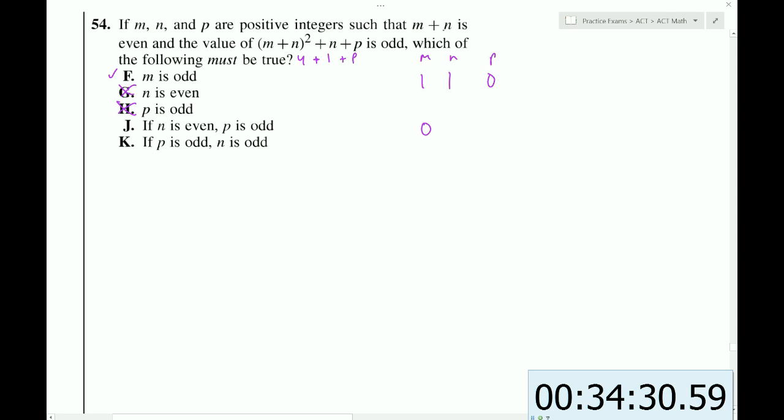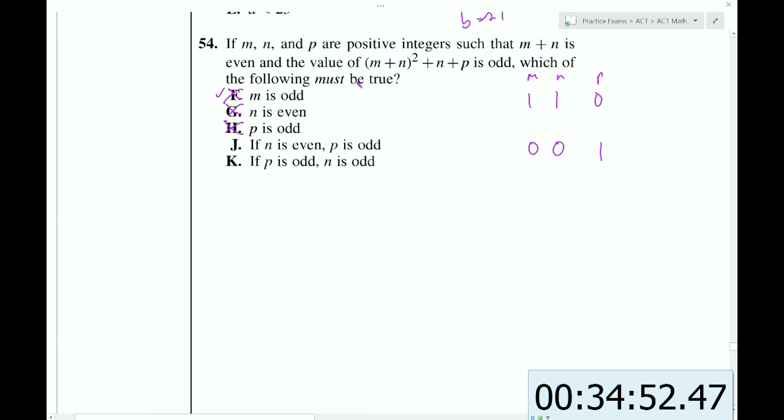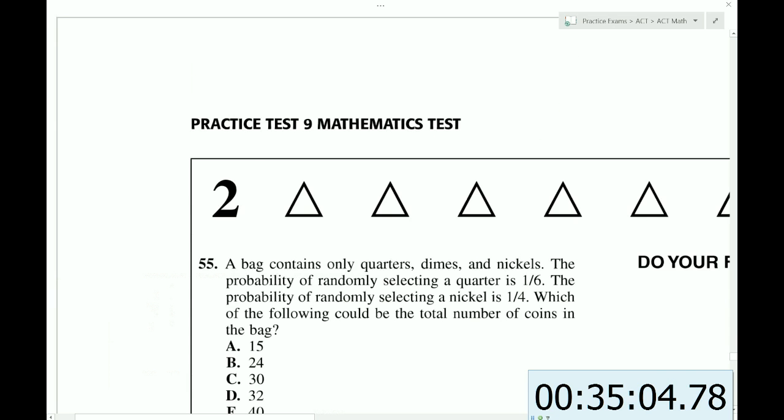Let's start with a 0 and a 0. That adds up to even. And the value of this, okay. So here, 0 plus 0 squared is still 0. Plus 0 plus p is odd. So this time p would have to equal 1. Right? So now, let's see what I have to check now. M is odd. No, not in this case, right? If n is even, which it is, p is odd, which it is, yes. If p is odd, which it is, n is odd, which it's not. Okay, so J is the only one that survives both tests.